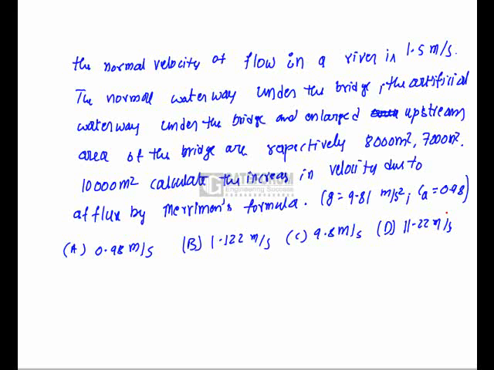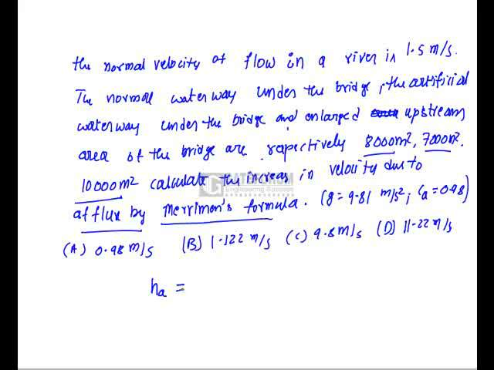Here the question is, the normal velocity of flow in a river is given as 1.5 meters per second. The normal waterway under the bridge, the artificial waterway under the bridge and the enlarged upstream area of the bridge are given as 8,000, 7,000 and 10,000 respectively. We have to calculate the increase in velocity due to afflux by using Merriman's formula. If you know Merriman's formula, then you can easily calculate it.